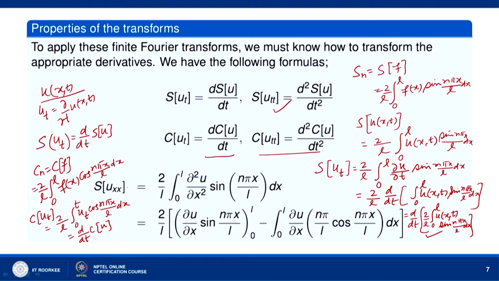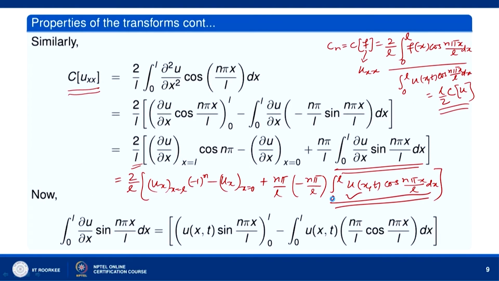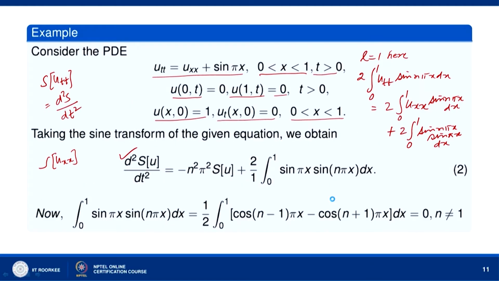S u x x is equal to this one, u 0 t is given to be 0, u 1 t is given to be 0. Okay. L is equal to 1. So, this is 0, this is 0, n with L equal to 1 means we get n square pi square s u. So, we get here minus n square pi square s u.